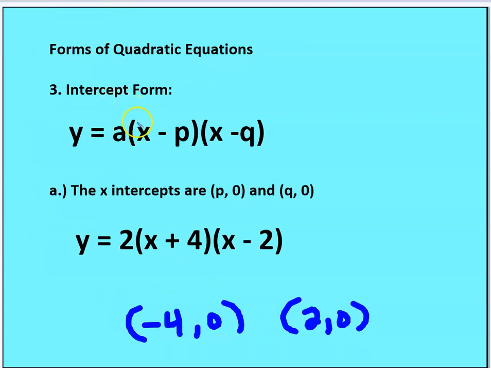So the intercepts: a times (x minus p) times (x minus q). The a value is 2, and then I'm going to find my p and q here. I'm already basically given the quadratic in factored form. So my two x-intercepts are (negative 4, 0) and (2, 0). The values of x that make each factor equal to 0. All right, so that's A.